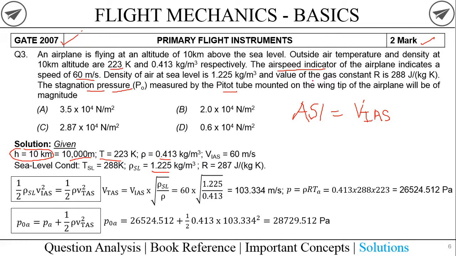Now here they are asking for stagnation pressure, and they have provided the values for sea level conditions and gas constant. Now the formula for stagnation pressure P naught is equal to P plus half rho V square. How did we arrive at this formula? So this is nothing but the Bernoulli's equation. Stagnation pressure is nothing but the pressure which is built up when the flow is isentropically brought to zero velocity or decelerated to zero velocity.